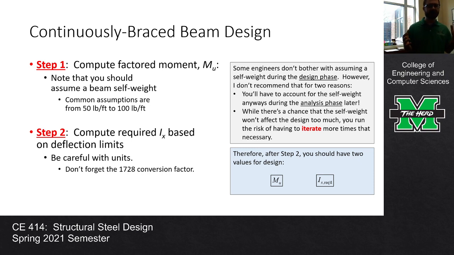Now, step 2 is to compute the required moment of inertia based on the deflection limit. The idea is that after step 2, you're going to have two values for design. You're going to have a required bending capacity, and you're going to have a required stiffness. Again, we look at the shear later. Now, the other thing is just be careful with your units. Don't forget that 1728 conversion factor. So after step 2, you should have two values, a required bending capacity and a required moment of inertia.